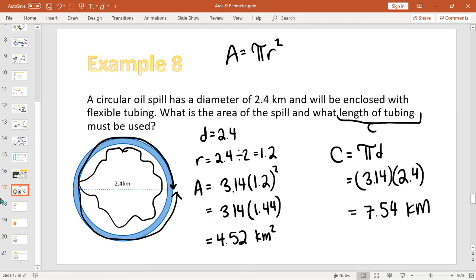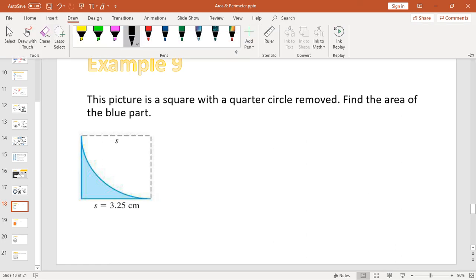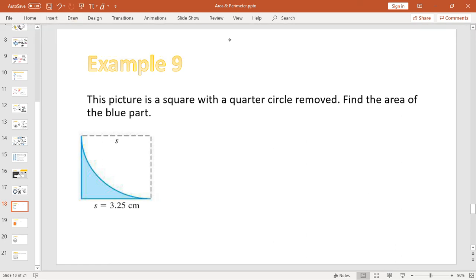Okay, next we're doing a little crazier example. So more complicated composite figures. I want the blue shaded area, and I have to really think about what I can see here. So I'm going to try and draw this picture. So I see a square. It told me it's a square, so I know this. But I also see the shape, and it says it's a quarter circle removed.